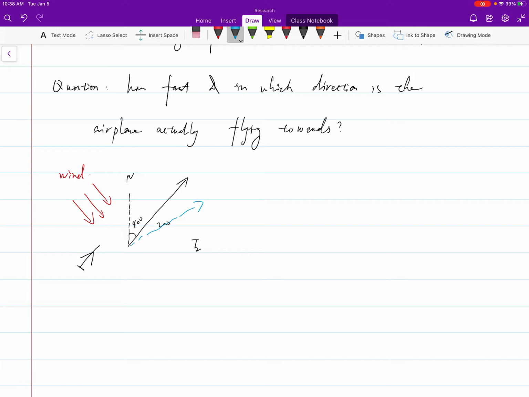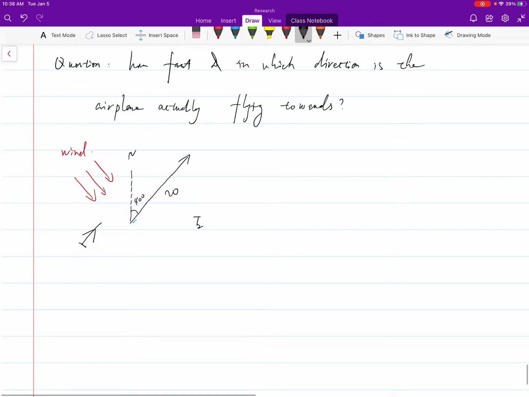Okay. You want to go with 40 degrees, but definitely you go a little bit bigger than 40 degrees. The question is how big? Okay, and also how does that thing change your velocity? Does it make it faster than 20? Does it make it slower than 20?